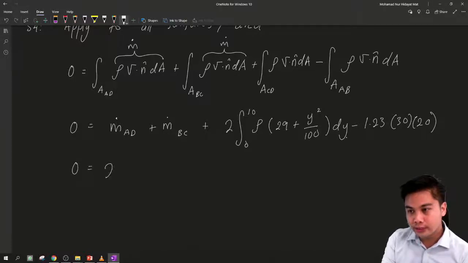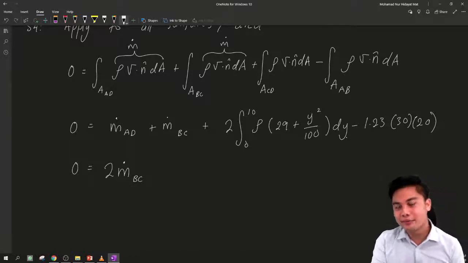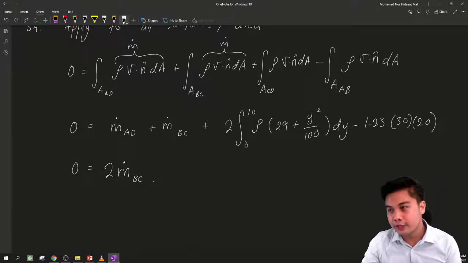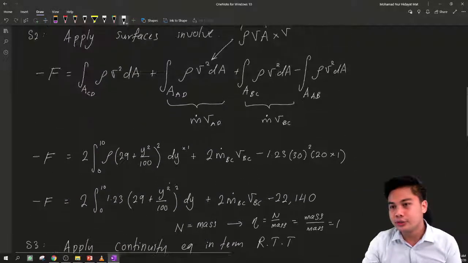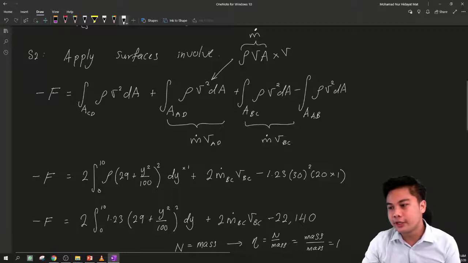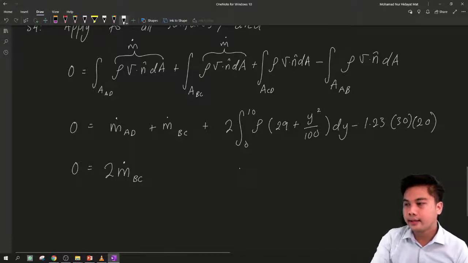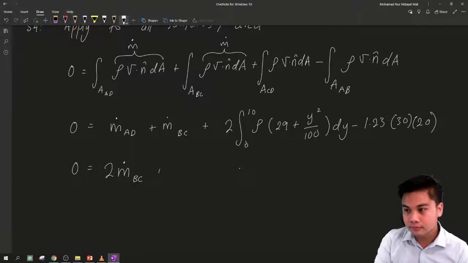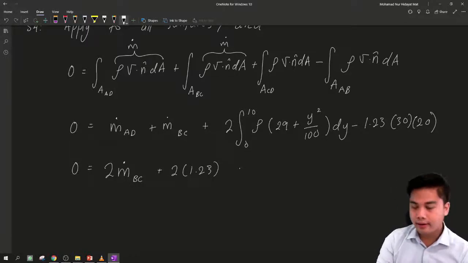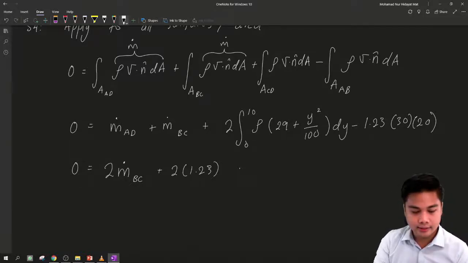0 equals 2 times the mass flow rate of BC, because of symmetry, which we are looking for. Once we find the mass flow rate of BC, we can substitute it into this equation. And then this one, 2 plus 2 rho, which is 1.23. This one we can directly integrate.